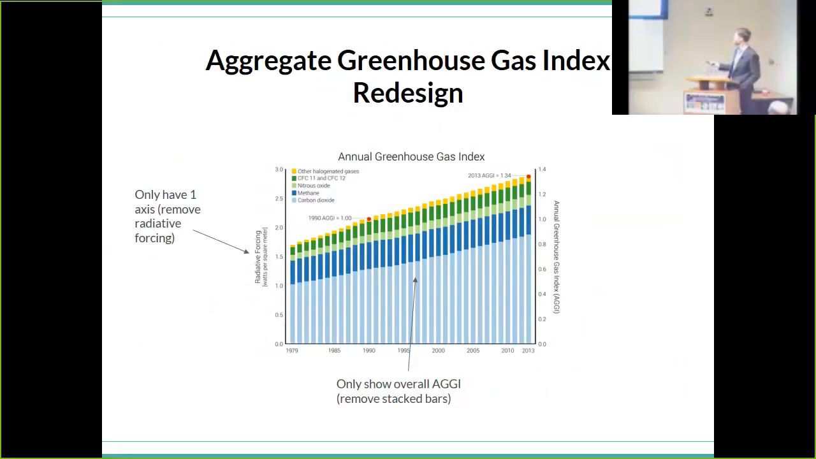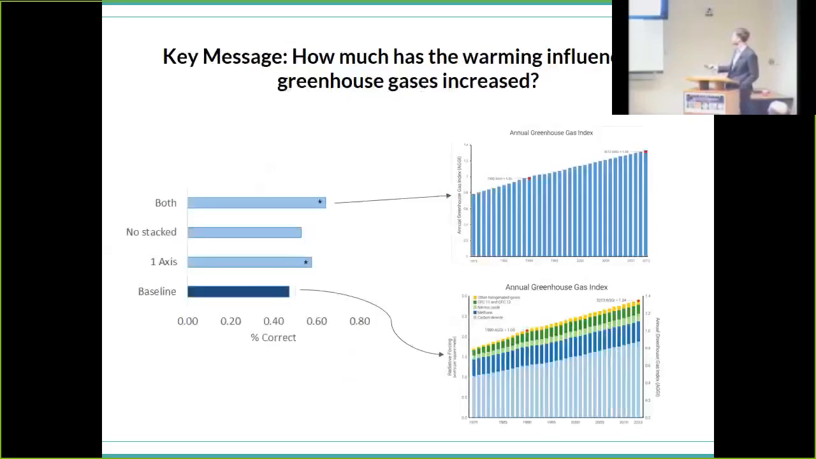Only showing one bar, right, because we're not interested in the composition of gases, just the overall effect. And so you do that, so this is the baseline. If you remove an axis, you end up with something that's statistically significant. If you do both, I think the change is around 15 or 20% change in how well people understand the simple message that you're trying to get across. You go from this to this.